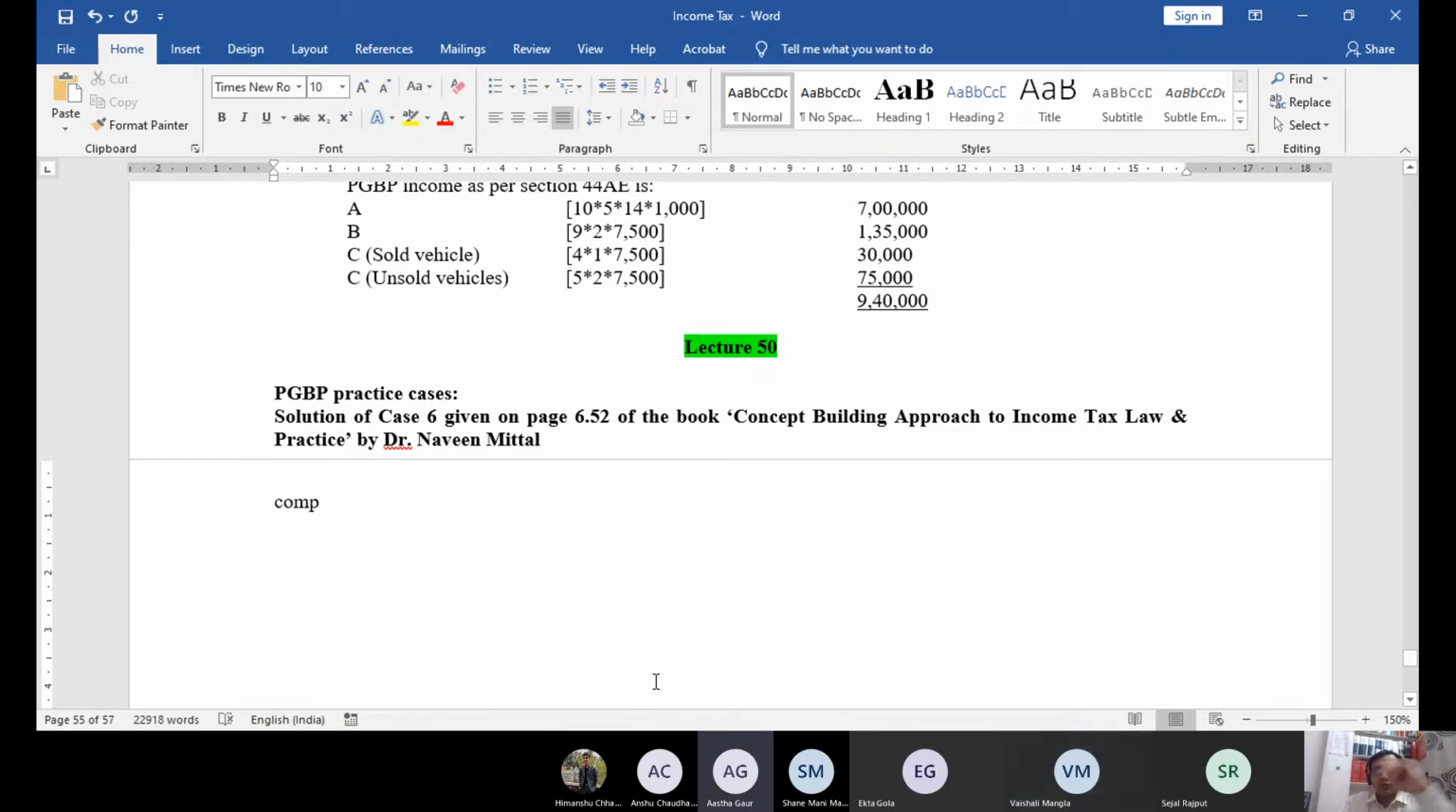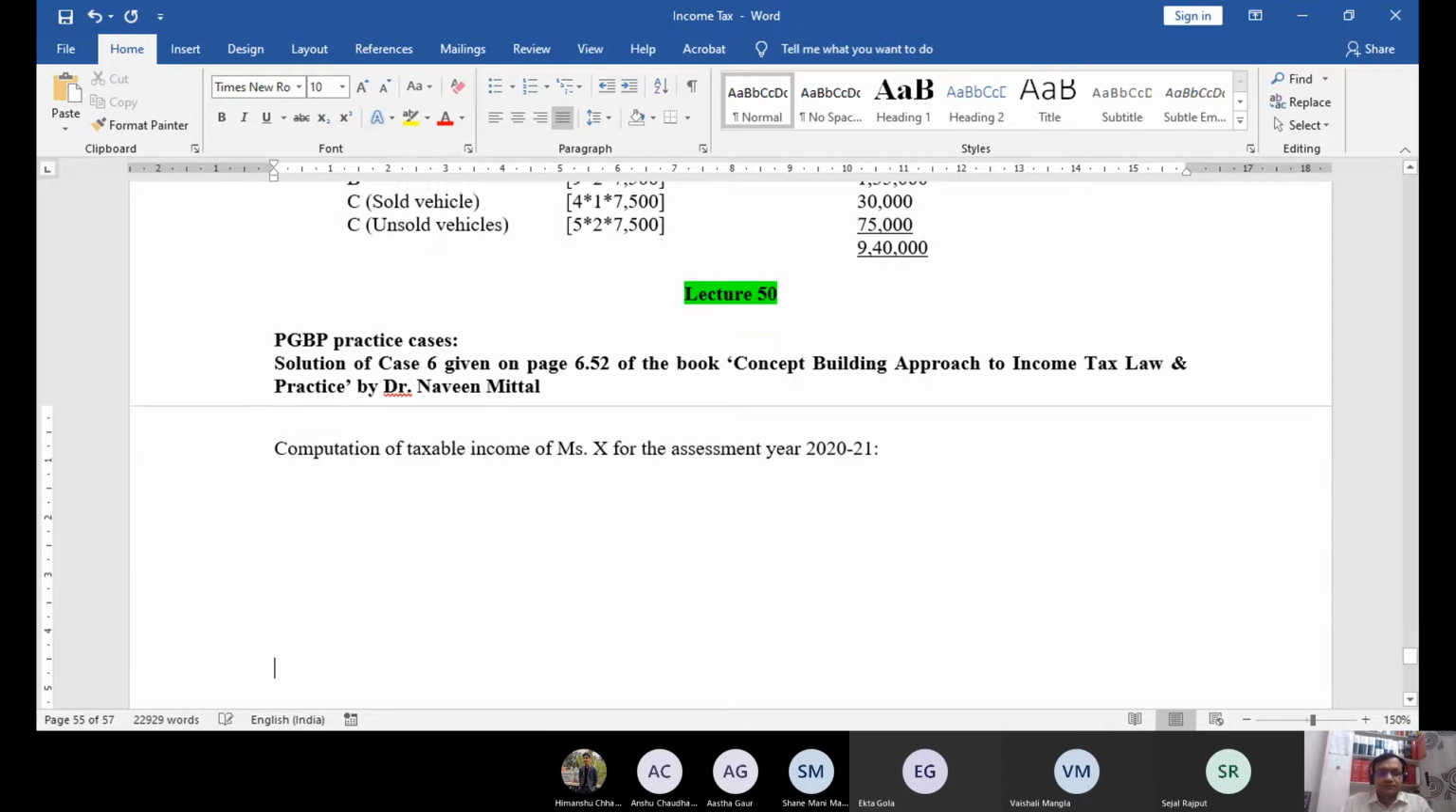Yes, sir. Okay, so what was the question? If you remember, the question says compute her taxable income for the assessment year 2021. The lady is Miss X. Computation of taxable income of Miss X for the assessment year 2020-21. Now leave some space blank.